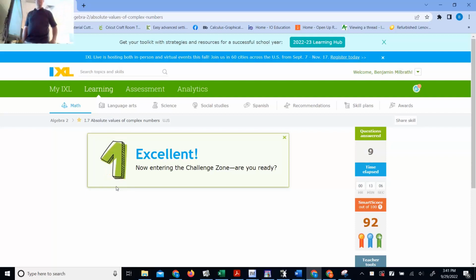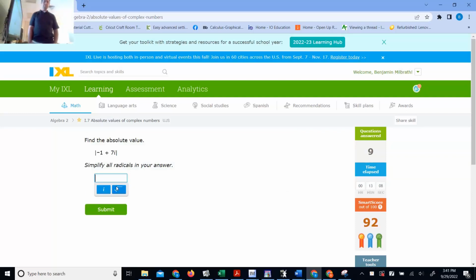Now we're in the challenge zone. Anything interesting in the challenge zone? Nah, just more simplification. So this one's going to be a 90-95 goal. That's going to be the deal on this one, 90-95.